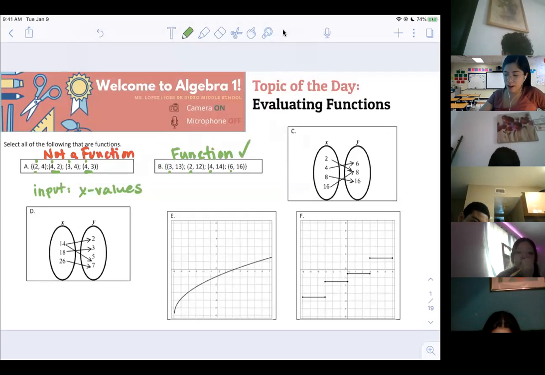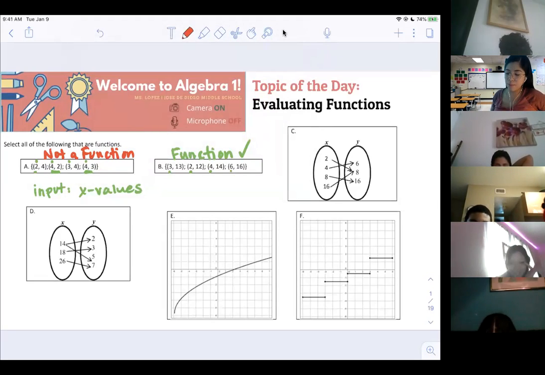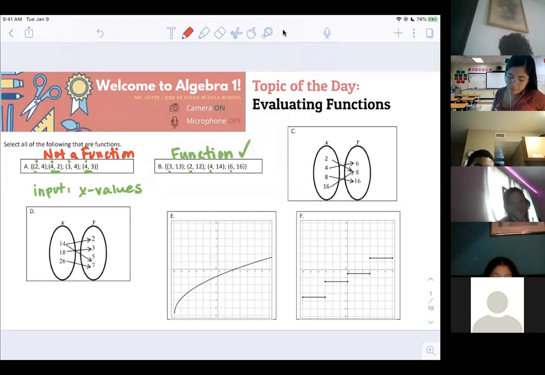What about for answer choice C and answer choice D? What do you look out for? If any numbers are repeating. Or branching. Branching, that's the key word. So where do we see branching? In D. In answer choice D, which number is branching out? The 14. Oh, yeah, because it has 2 arrows. Exactly. When you see 2 arrows branching out like that, not a function.